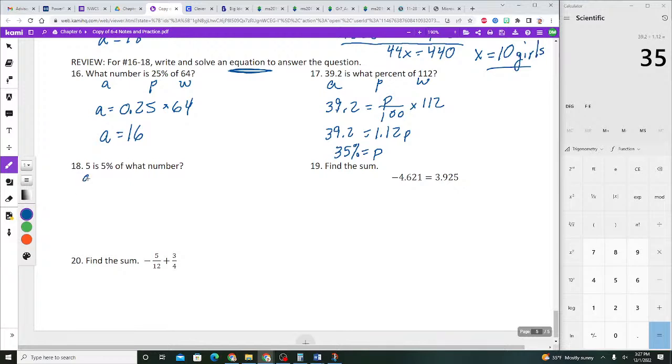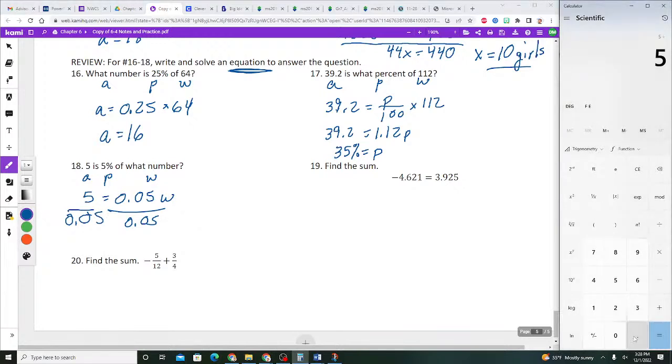Over here, we've got A, P, W, so 5 is 5% of what? We're going to divide both sides by 0.05. This should be 100. Yeah, it is.